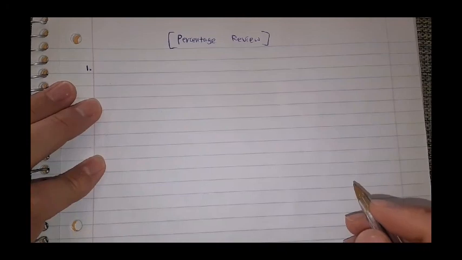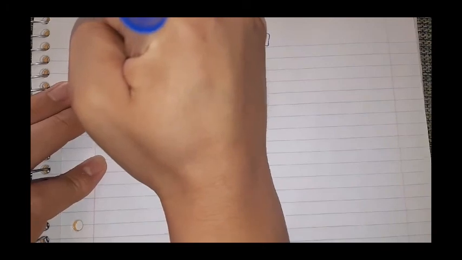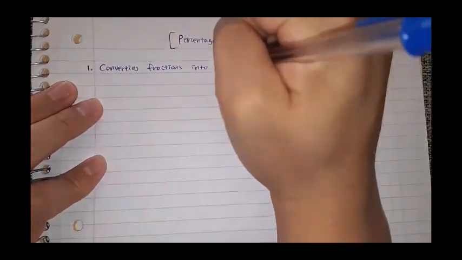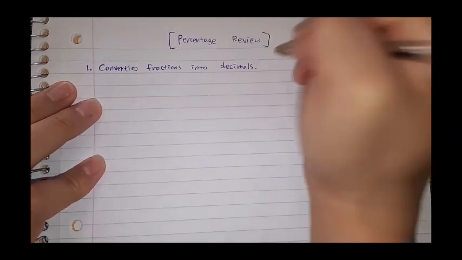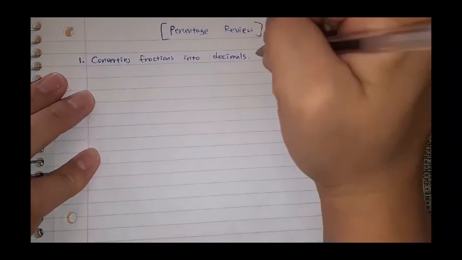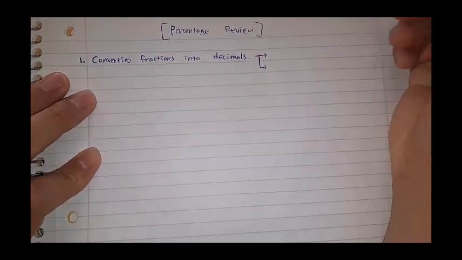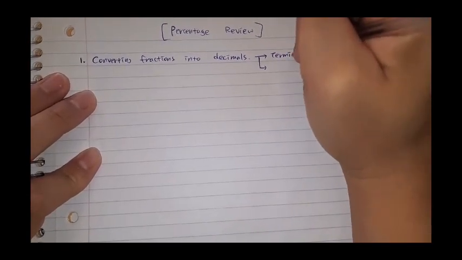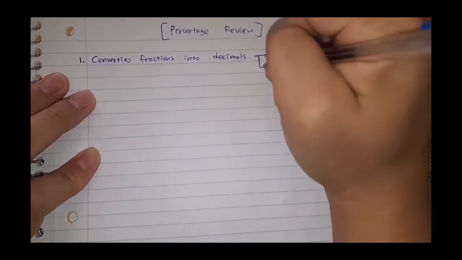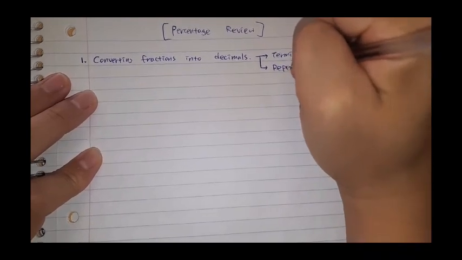Very first lesson that we did was how can we properly convert fraction into decimal? Converting fractions into decimals. And when it comes to that, you need to understand that there are two different types of decimal that you're going to see. One is known as terminating decimals, and others are known as repeating decimals.